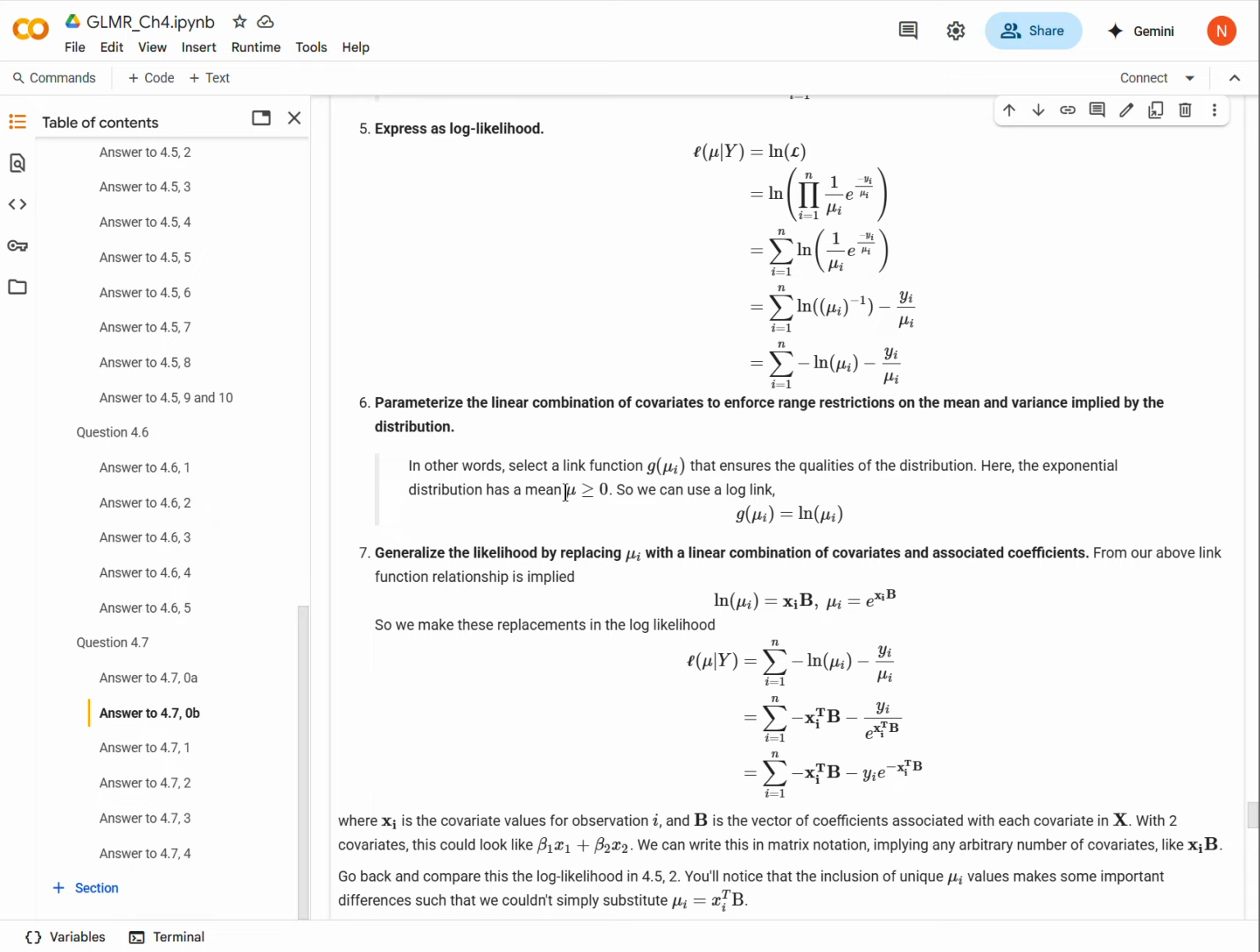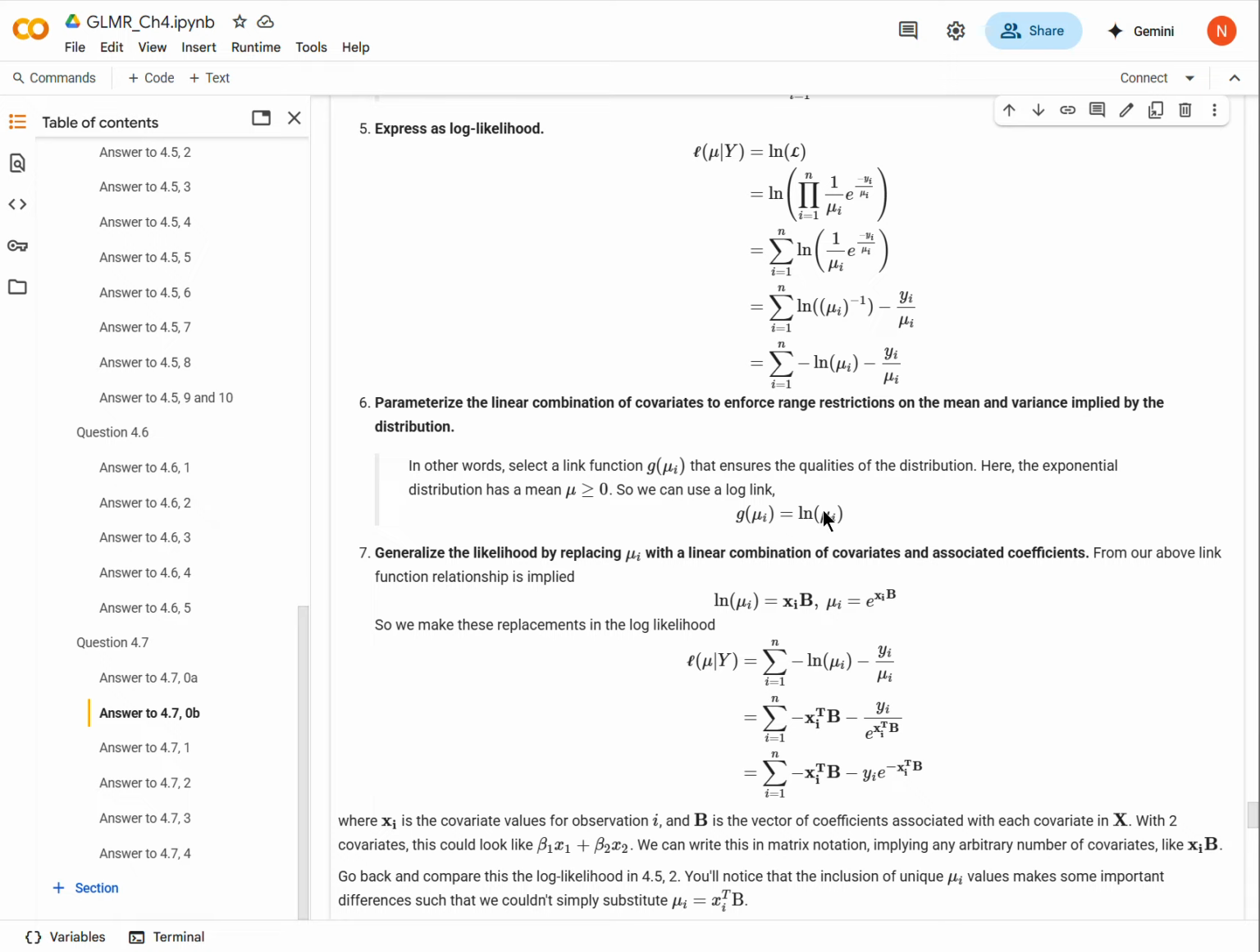Okay, and so here we need to make sure that mu is greater than or equal to 0. You just need to know something about the exponential distribution to have intuited that. But the exponential distribution is a positive probability distribution. It can't go below 0, and so that means that mu has to be above 0. That is why an appropriate link function, it is not the only possible one, would be the natural log, right? Because you can't go below 0 with the natural log.